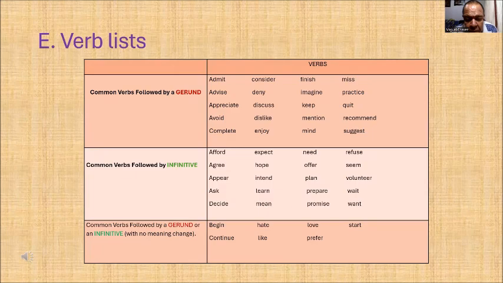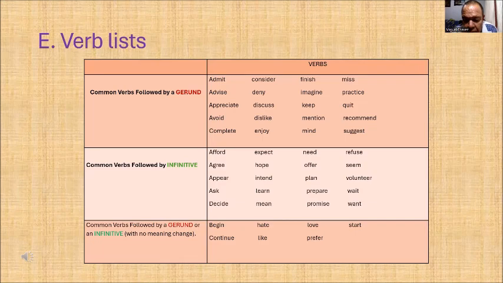Finally, let's look at the following list of verbs that are commonly followed by a gerund, an infinitive, or in some cases, either form without a change in meaning. Common verbs followed by a gerund: admit, consider, finish, miss, advise, deny, imagine, practice, appreciate, discuss, keep, quit, avoid, dislike, mention, recommend, complete, enjoy, mind, suggest.